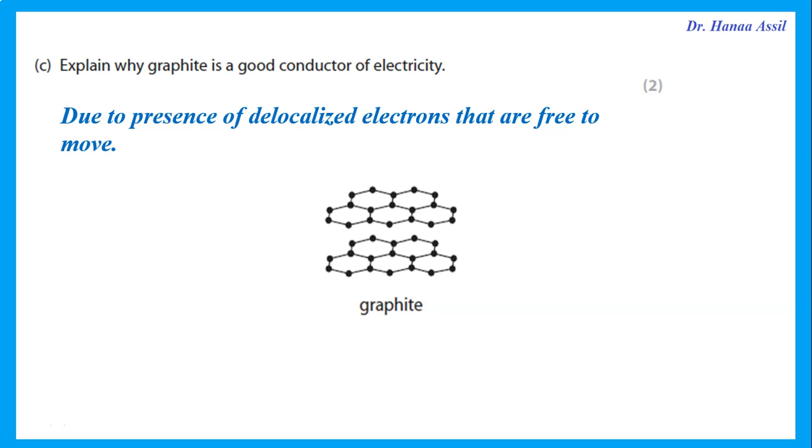Remember, each carbon has a total of 4 electrons in its outermost shell. In graphite, it is using only 3 of them for bonding, so each carbon atom has 1 free moving delocalized electron. That's what allows it to conduct electricity.